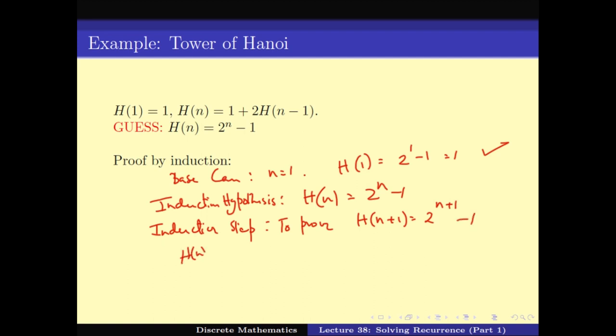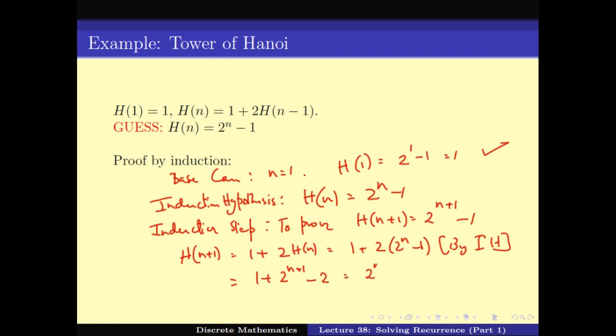Now let's see. H of n plus 1 equals, what is given is 2 times Hn, which is 1 plus 2 times 2 power n minus 1. This is again by induction hypothesis, which is 1 plus 2 power n plus 1 minus 2, which is 2 power n plus 1 minus 1, and this is what we had to prove. So H of n equals 2 power n minus 1 for all n greater than or equal to 1.